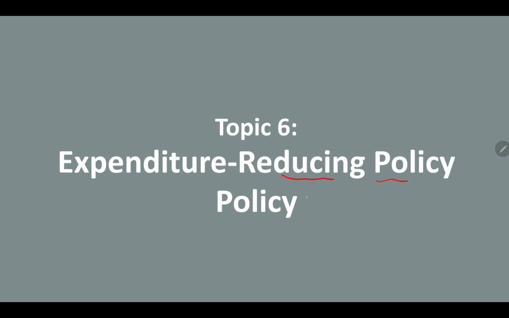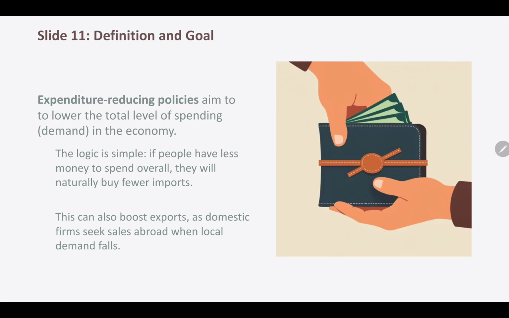Expenditure reducing policy. Expenditure reducing policy aims to lower the total level of spending in the economy. The logic is simple. If people have less money to spend overall, they naturally buy fewer imports. They can also boost exports, as domestic firms seek sales abroad when local demand falls.